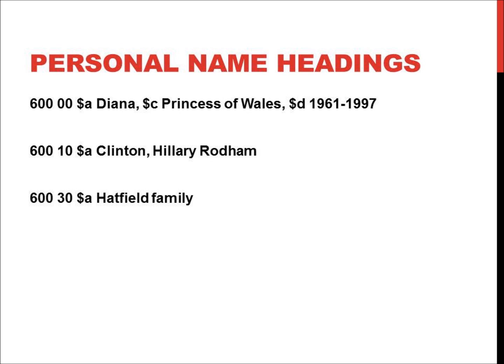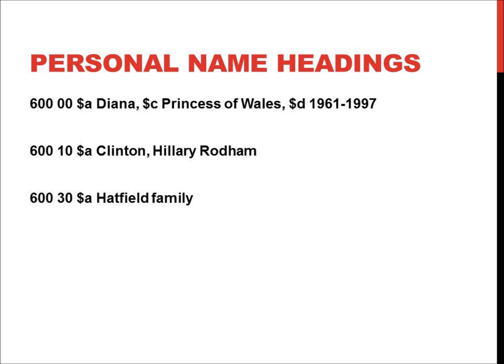I wanted to talk again a little bit about personal name headings and the indicators for personal name headings. The first indicator 0 for personal name indicates that the person is only known by one word. So the example given in the text was Diana, the former Princess of Wales. She's only known by the word Diana. She doesn't have a last name associated with her.